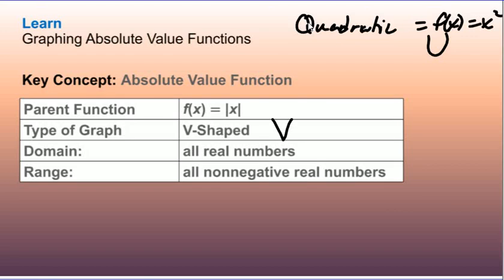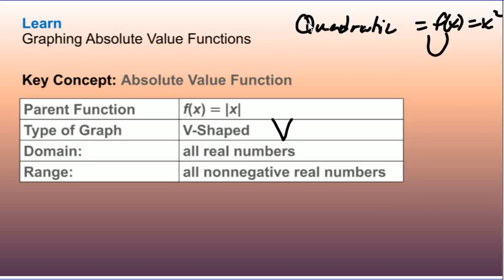The domain is all real numbers. I can put any x value in there and it will give me a y value. The range is all dependent on the lowest point or the highest point. So it's all non-negative real numbers. Non-negative just because when you take the absolute value of that number for the parent function, it's always going to give you the positive form, because absolute value means the distance from 0, which is always going to be a positive number.